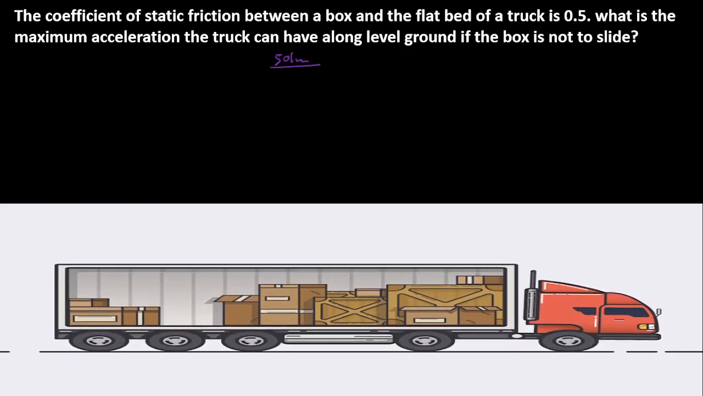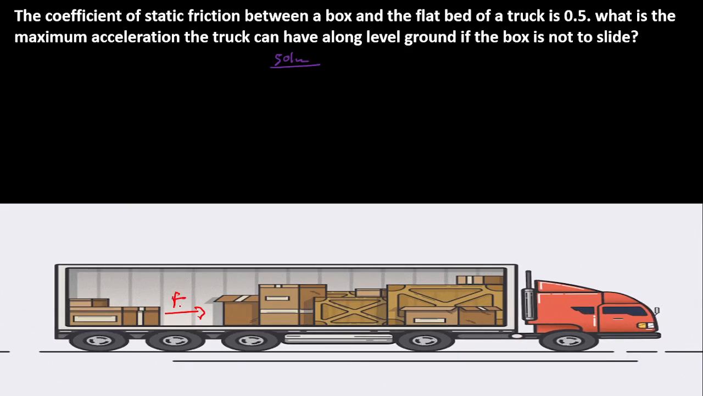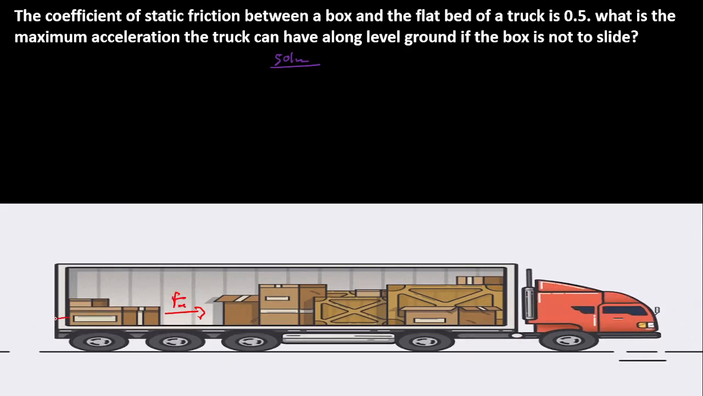With that in mind, there is also the friction force acting on every box. If the x force is going in this direction, this is the Fx force, there is also a friction force acting in that direction, which is the F. So the box has two forces in the x direction.